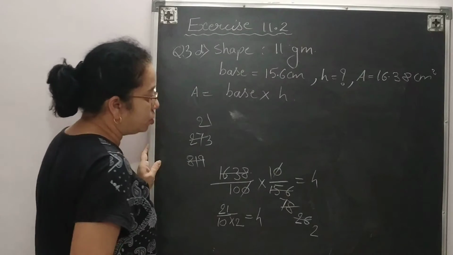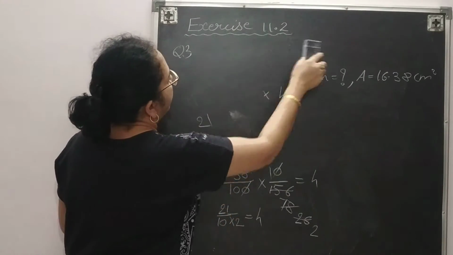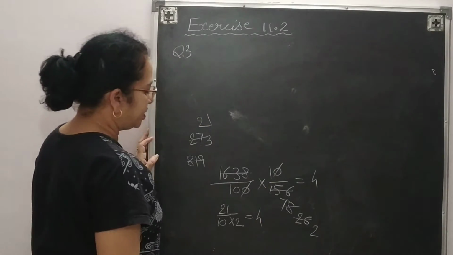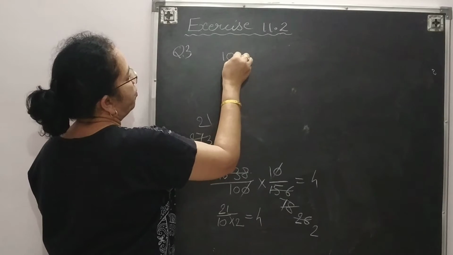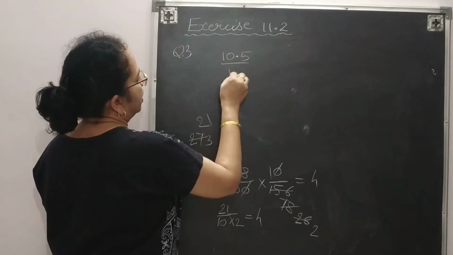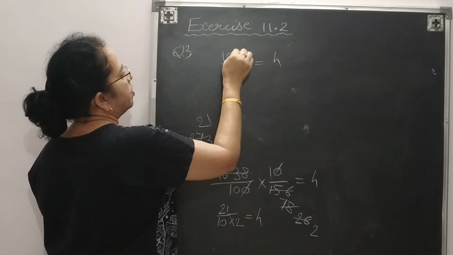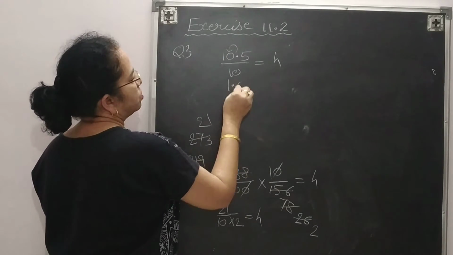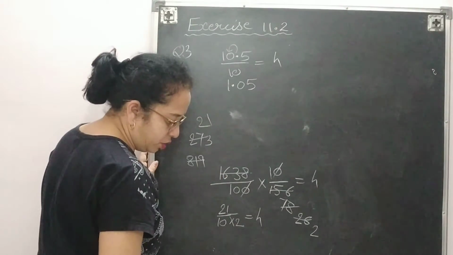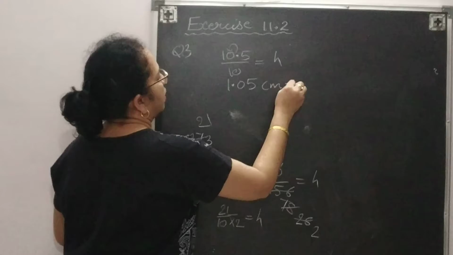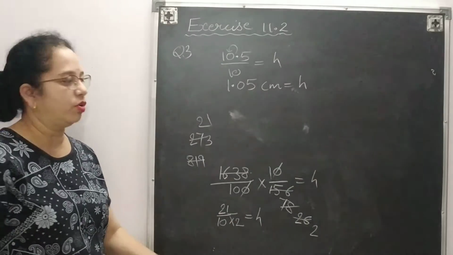So again this is your choice how you are solving. You can just multiply and then divide, or the easiest way, half of 21 will be 10.5 upon 10 is equal to h, and because of 10 the decimal point we will shift one place to the left hand side. So this will become your answer, and your units are given in centimeter. So this is height. 1.05 centimeter is your height.